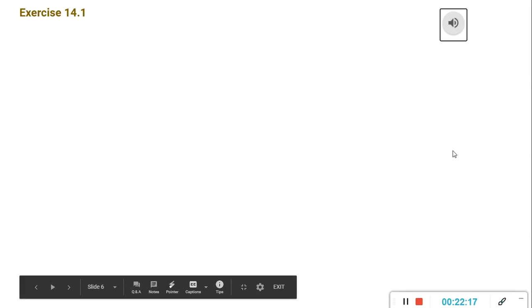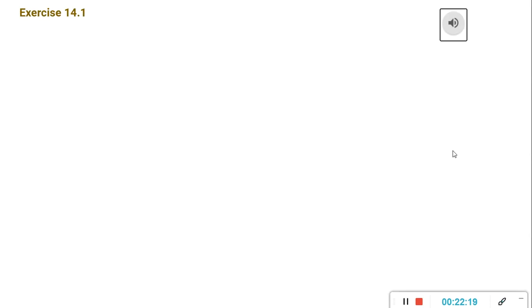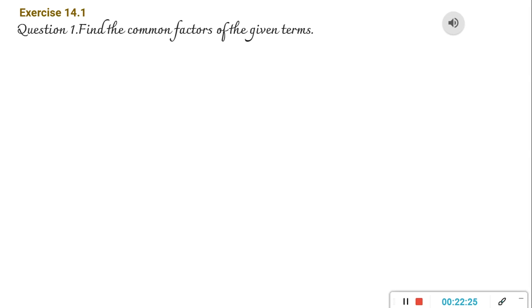So let me start our exercise 14.1. Question number 1. Find the common factors of the given terms. So how could we find the common factors? We factorize each term of the given algebraic expression as a product of irreducible factors and separate the common factor, right? Same way as what we have done in arithmetic.